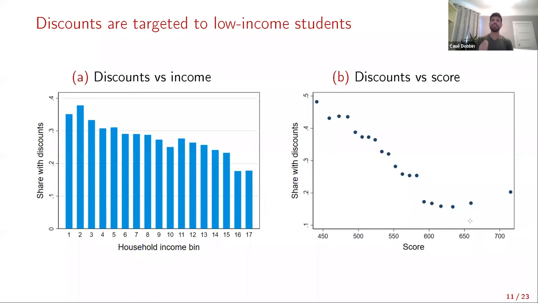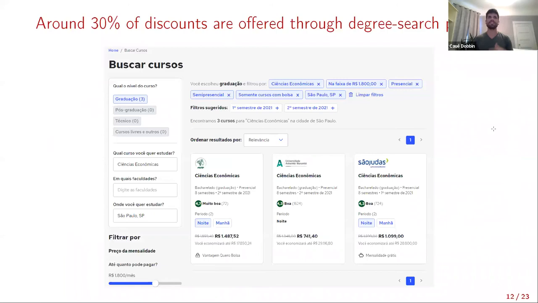And they are also on average lower quality, but not all. We have some high quality institutions that belong to these groups, but it's true that they are on average lower quality. And like I was saying earlier, the way they target discounts is this kind of Expedia hotels way. Okay, so that was the context part.